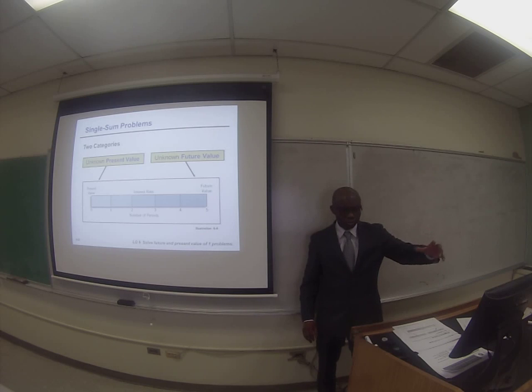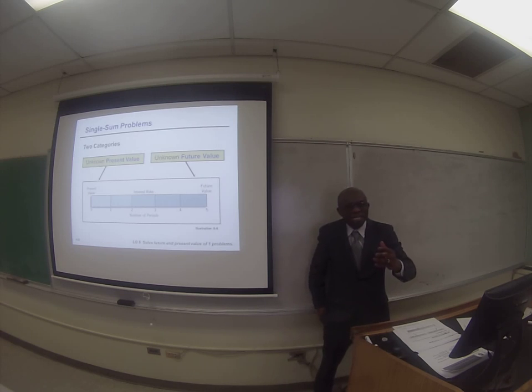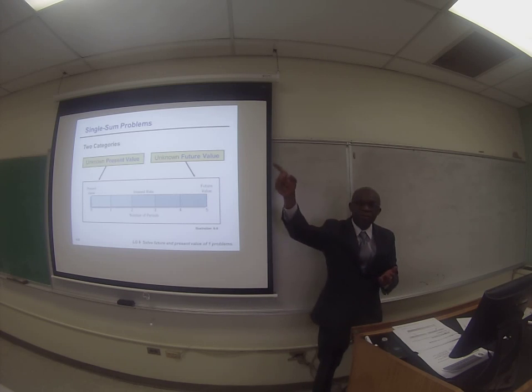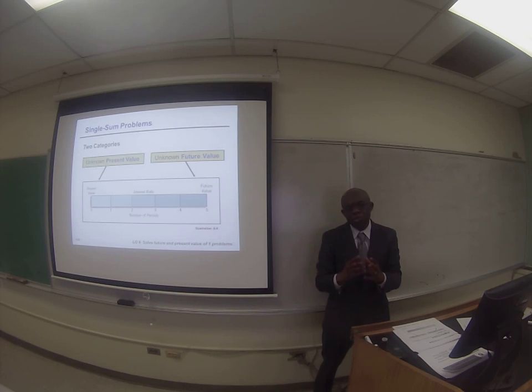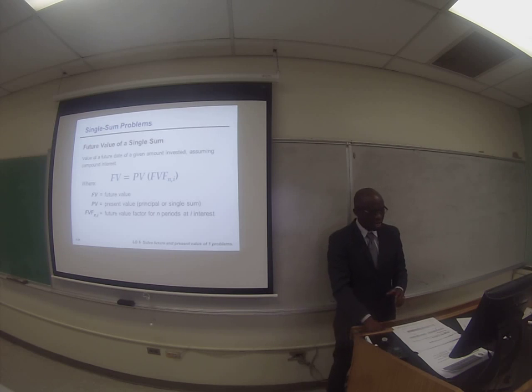Unknown present value versus unknown future value. What does that mean? That is simply saying if we are determining the present value of a particular amount, then we are referring to a future amount. And if we are trying to determine the future amount, then we are referring to a present amount. So we are going to explain that a little bit in a minute. So at this point, let's take a look at the future value of a single sum.